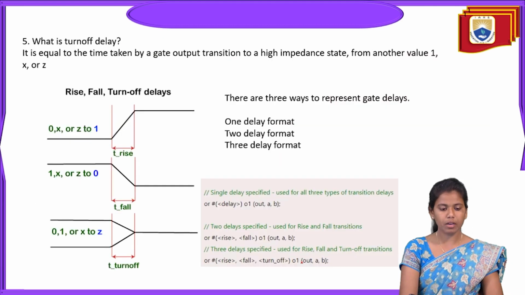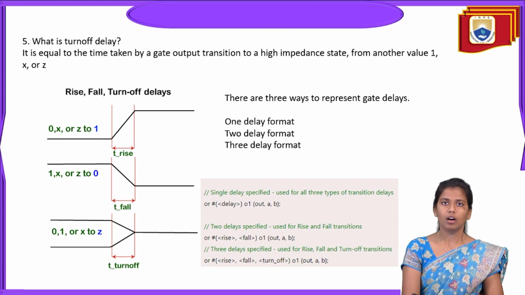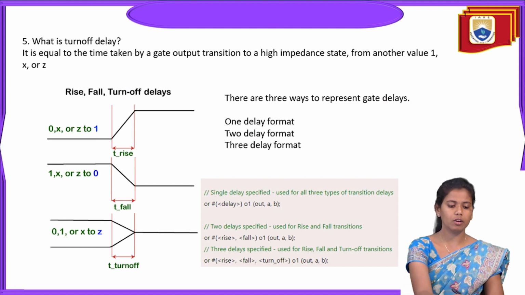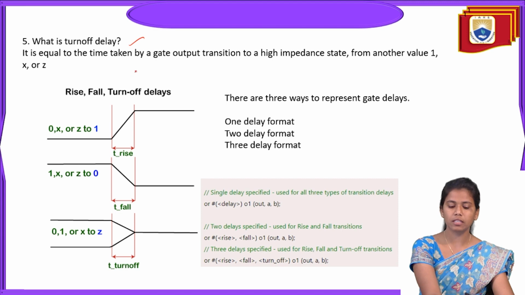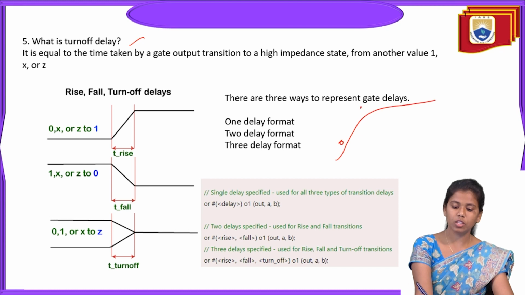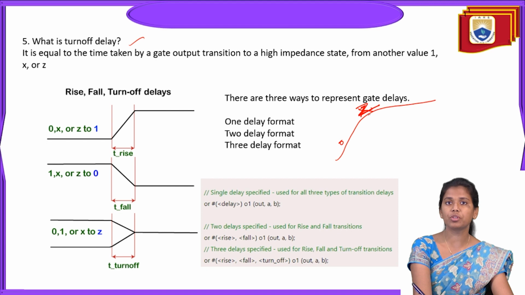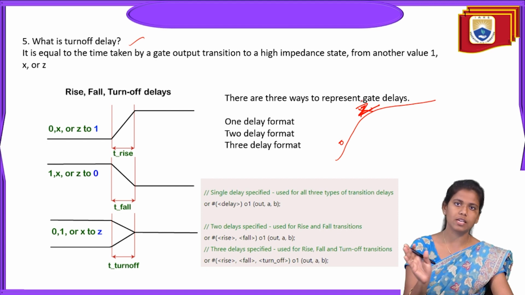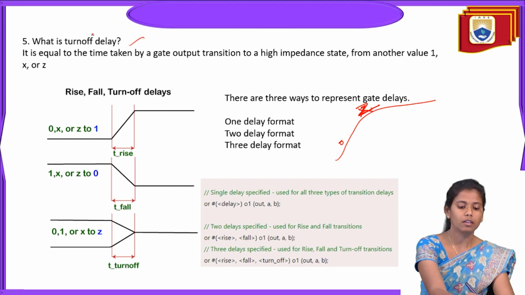And one more delay we have discussed here in this module 2, gate level modeling, is the turn off delay. So what is the turn off delay? Turn off delay is equal to the time taken by the gate output to transition from 0 to high impedance. So when it is going from 0 to Z, which is a saturated point, then it is called a turn off delay.